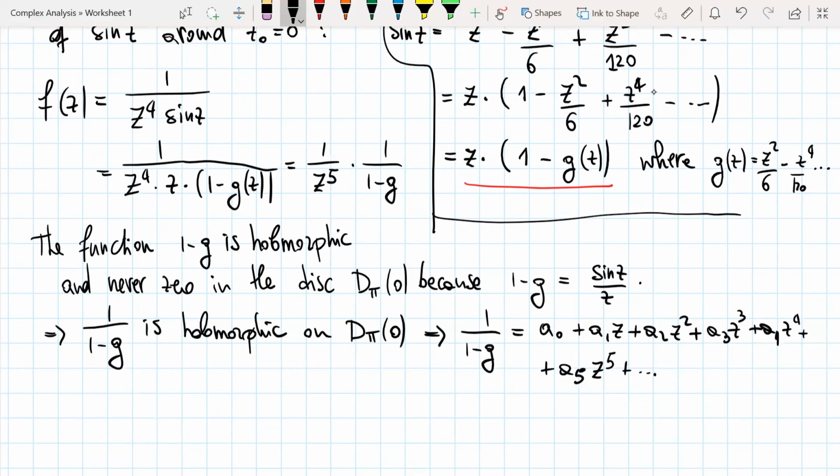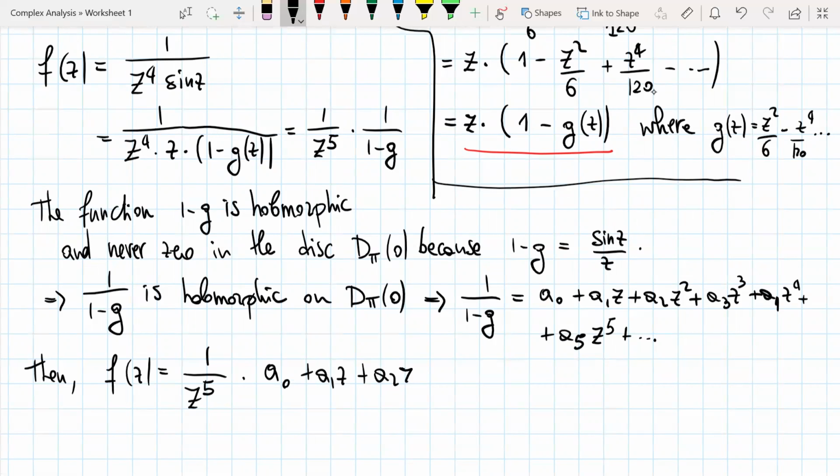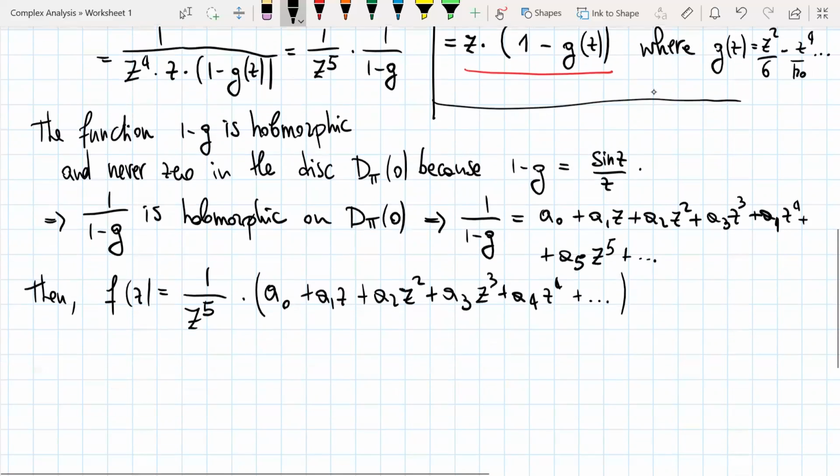But let me then see why this power series is important for us, because now we can use this power series to give a Laurent expansion for f. Then remember f of z is 1 over z to the 5th times 1 over 1 minus g. So this means this times a0 plus a1 z plus a2 z squared plus a3 z cubed plus a4 z to the 4th. And then here you have other terms. But observe that these other terms don't matter for the computation of the principal part.